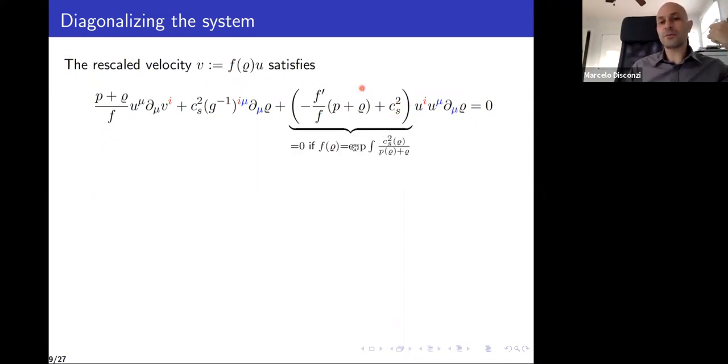The way you kill this term is by making this parenthesis vanish, and you do that by simply choosing f, which I haven't chosen so far, such that this term is 0. And so if that is equal to 0, you solve this ODE for f, and you find that f has to have this expression. Okay, that kills the bad term that you don't want.